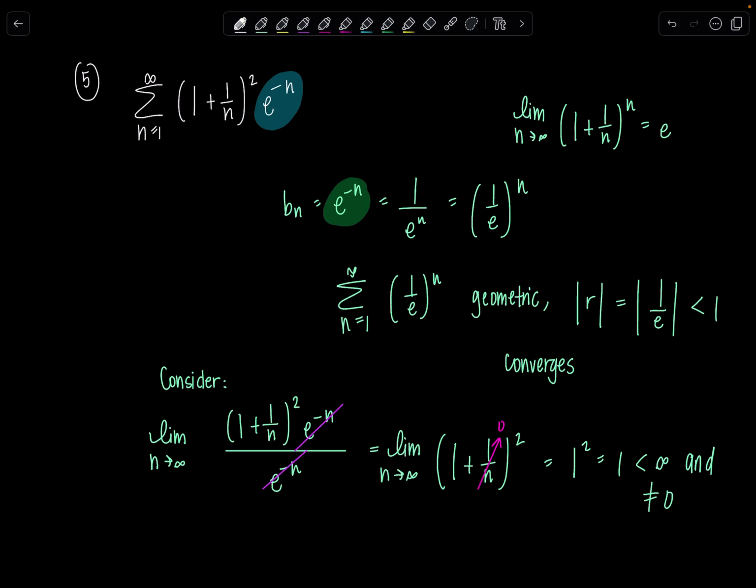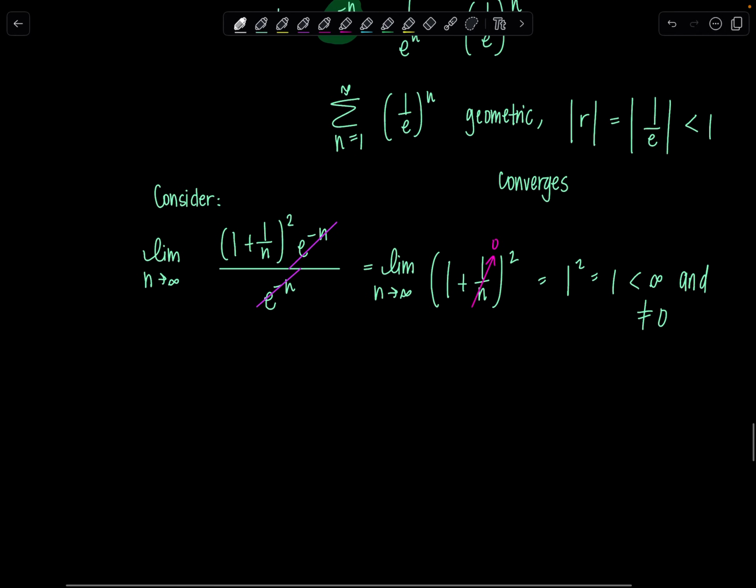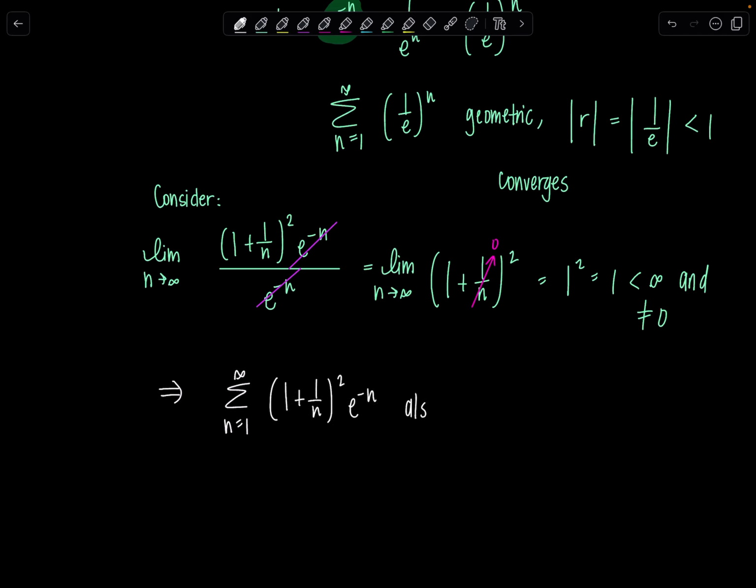So let's summarize. My series does what? It's twins with this convergent geometric series. So that means the sum, n equals 1 to infinity, of 1 plus 1 over n squared times e to the negative n, that also converges by limit comparison test. Okay.